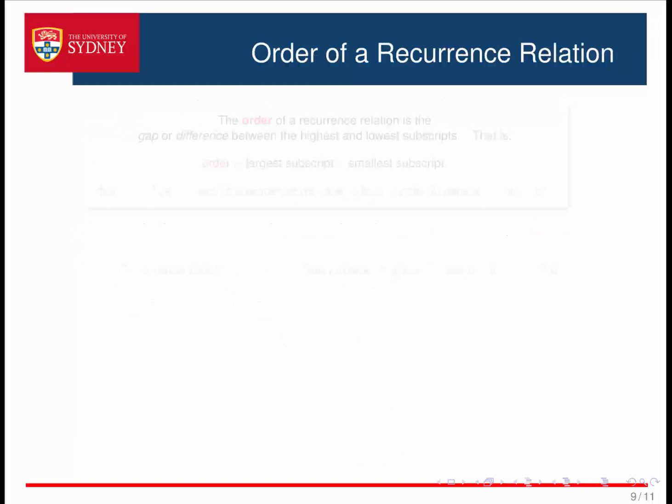Slide 9. Order of a recurrence relation. For our book club example, where the membership of the club in 1 week is equal to the membership the week before plus 3 new members, to calculate the membership in any week, we needed to use the membership just 1 week before. We say that the order of this recurrence relation is 1.